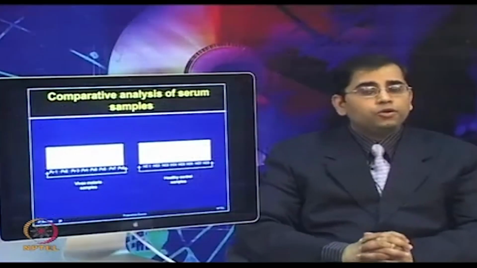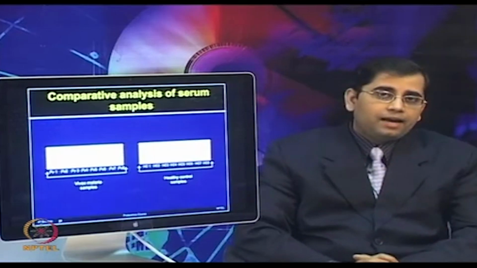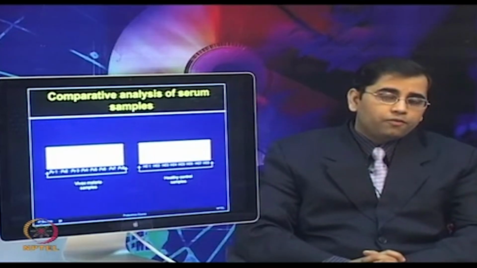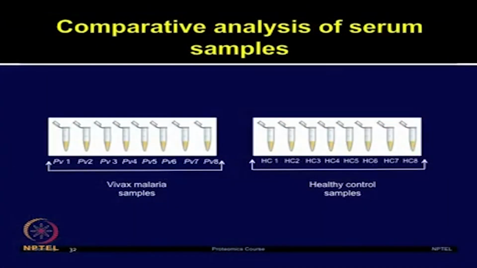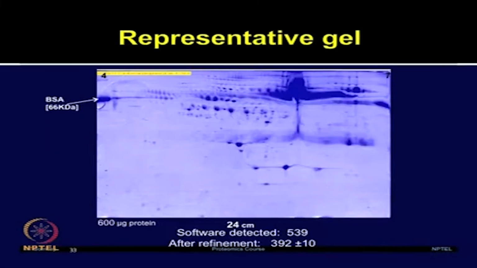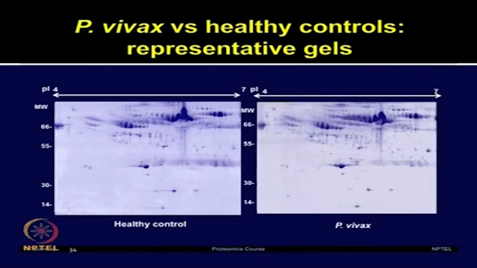Now, after doing a lot of comparative analysis and standardizing the protocols for sample preparation and protein extraction, we are ready to perform the comparative study on serum samples of vivax patients with the healthy controls. This is one of the gel images showing what is expected on a 24 centimeter large 2D gel, and then a representative gel showing the healthy control and the Plasmodium vivax treated samples.